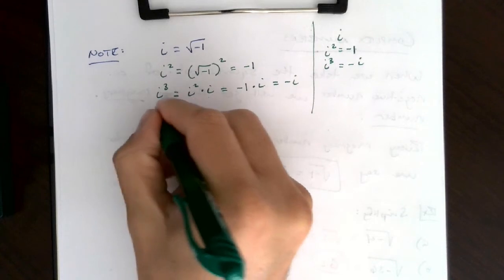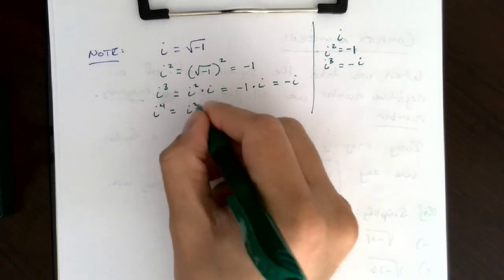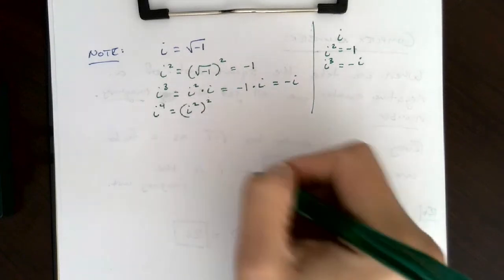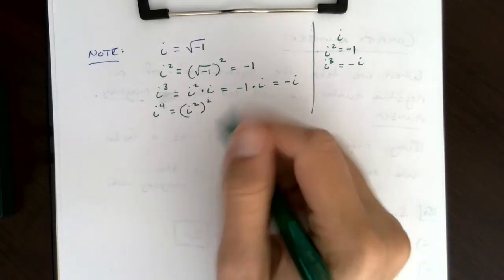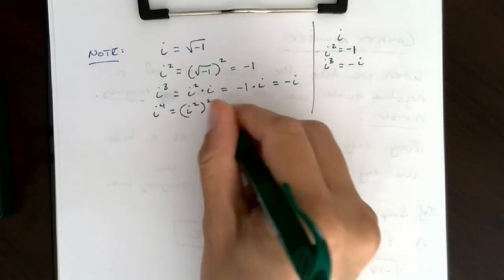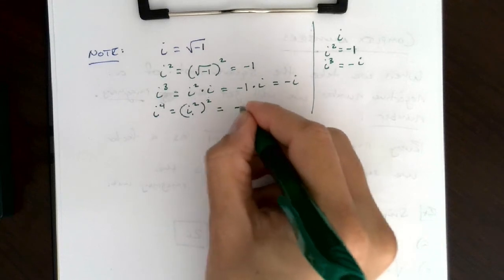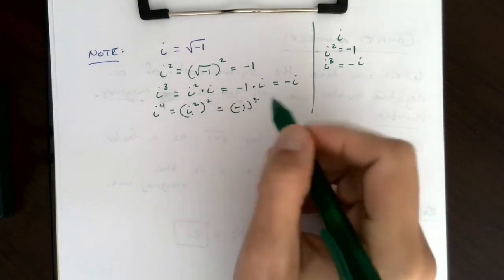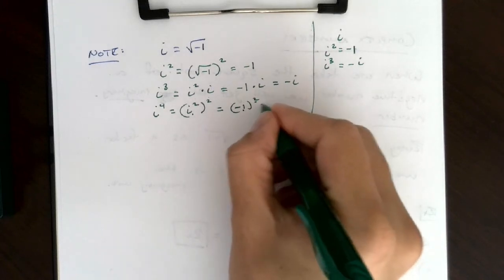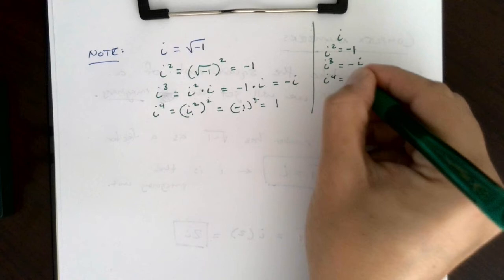And then let's take a look at i to the fourth. Well, i to the fourth, that's the same as saying i squared, squared, right? Because when you raise a power to a power, you multiply. So i squared, squared, well, what's i squared? Well, i squared is negative 1, so we really have negative 1 squared. Well, what's a negative squared? Well, that's going to be positive, and 1 squared is 1, so this is a positive 1. So i to the fourth actually equals positive 1.